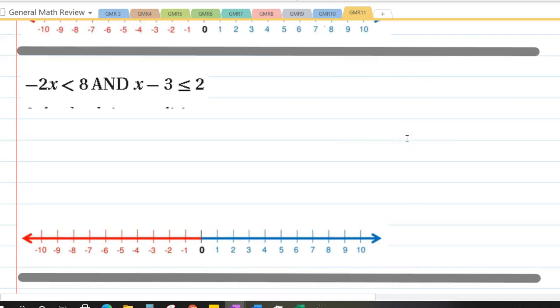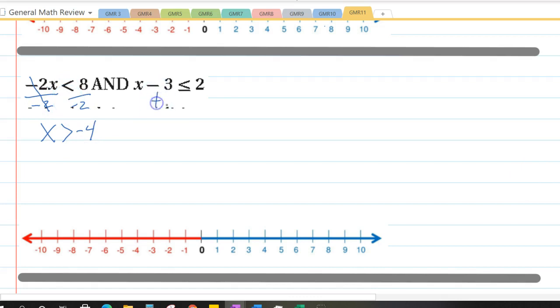Let's try that again real fast. I had -2x is less than 8, which means I'm going to divide by -2. What I do to one side, I do to the other. The negative 2s cancel. That gives me an x. I divided by a negative, which means I have to flip my inequality. It's greater than -4, because I divided by the negative.